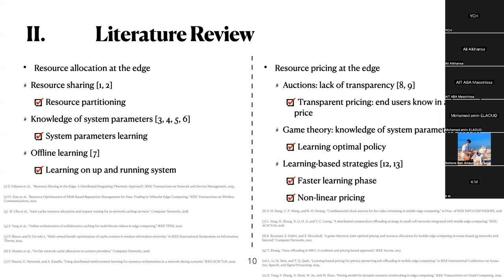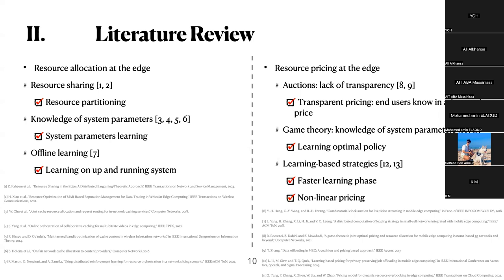Also, one other point is that in the literature, works consider that they know partially or completely the system parameters. However, we do not require any knowledge of the system parameters, and we will learn the policy of allocating and pricing the resources. Some works that are based on learning do offline learning. However, we do not require any knowledge of the environment, and we do not simulate the environment to develop our allocation and pricing algorithm. So we are learning on up and running systems, and we do the optimization online.